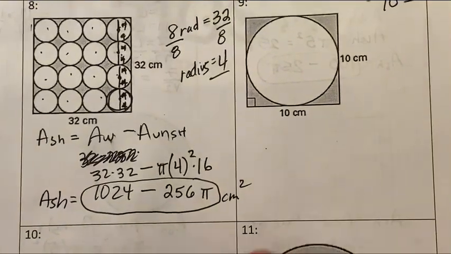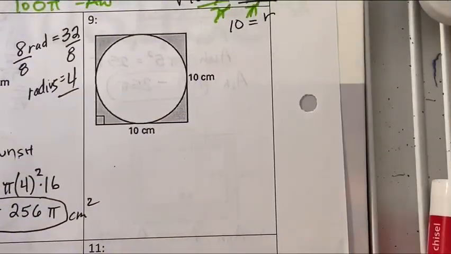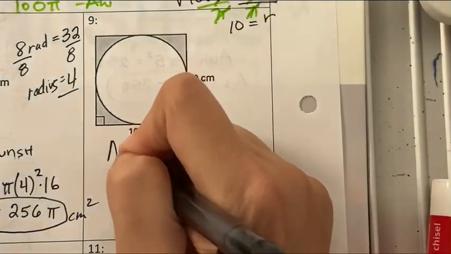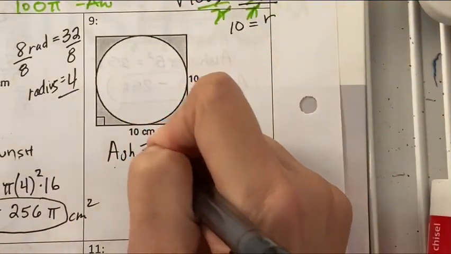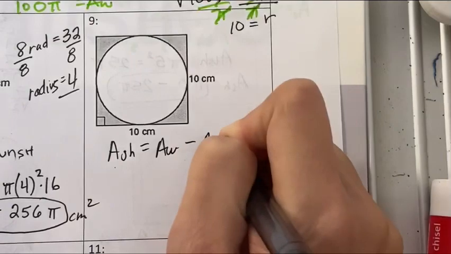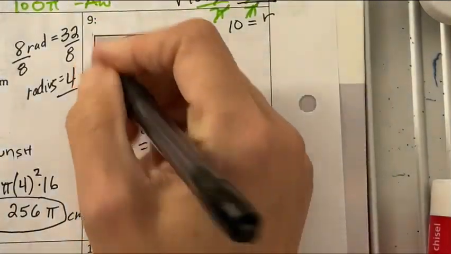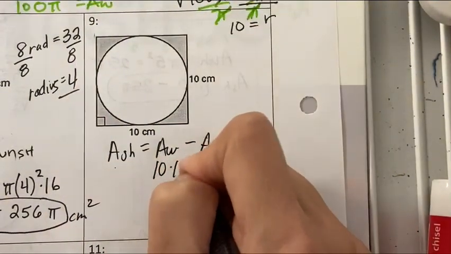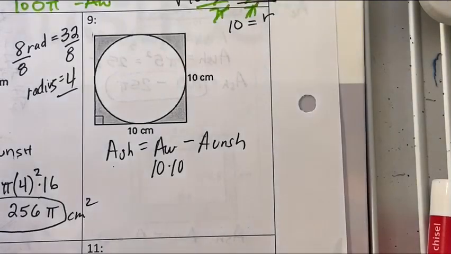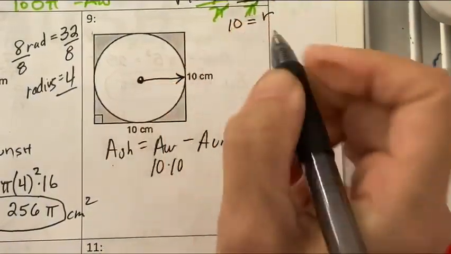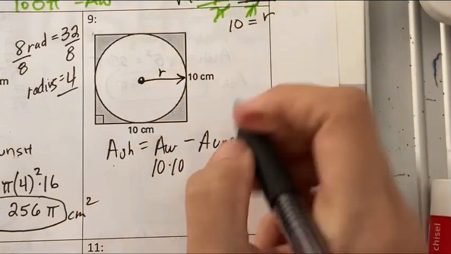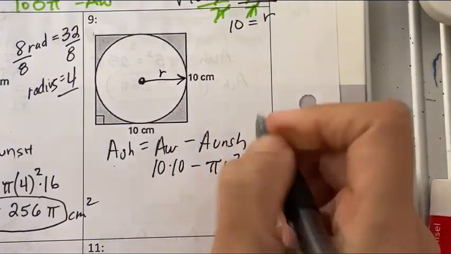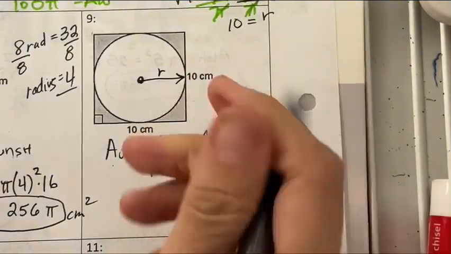All right, 9. The area of the shaded is the area of the whole minus the area of the unshaded. So the whole thing is 10 by 10, right? 10 times 10 is 100. And the area of the unshaded would be pi r squared, whatever the radius is. Let's figure out what the radius is.